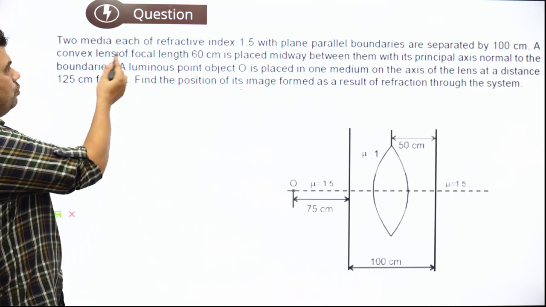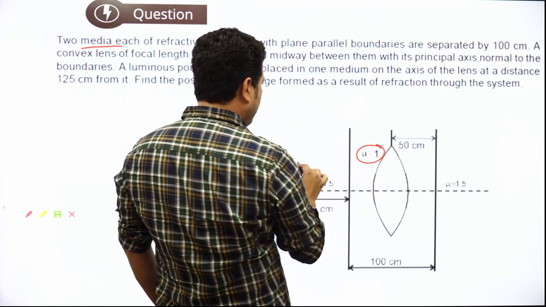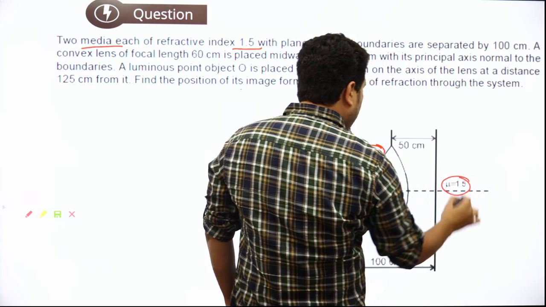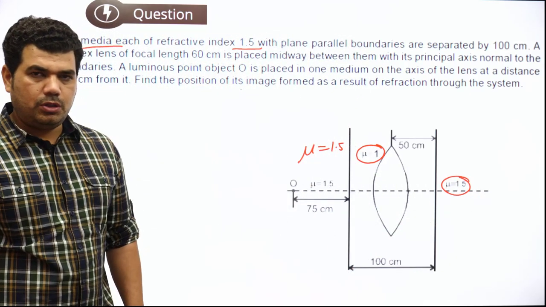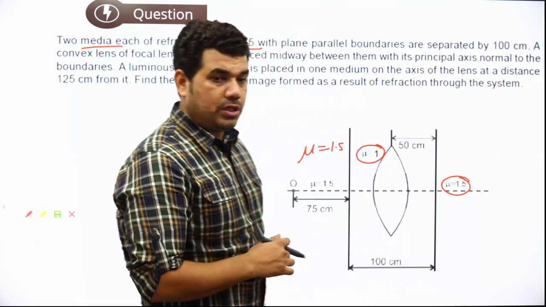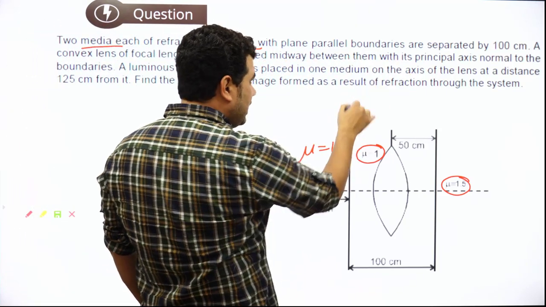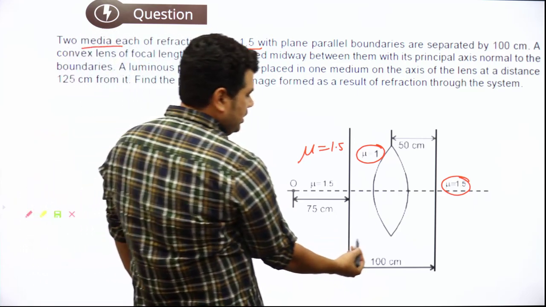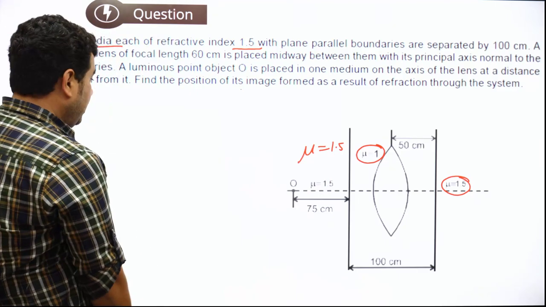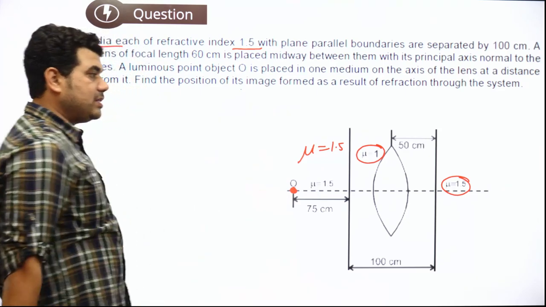The question is, two media each of refractive index 1.5, means here mu is equal to 1, here mu is equal to 1.5, and again mu is equal to 1.5 given over here. Got it? Very nice. Are you understanding, children? Yes. Now see here, these are the plane parallel boundaries separated by 100 centimeter, and an object is placed over here. This is the object in denser medium.